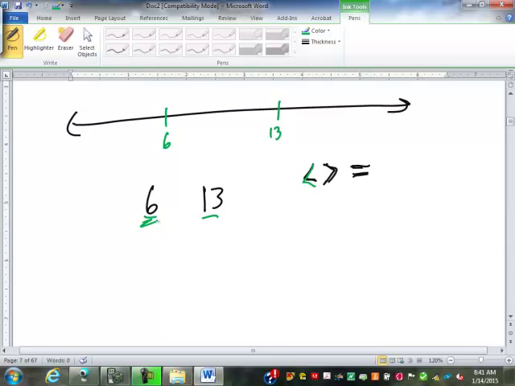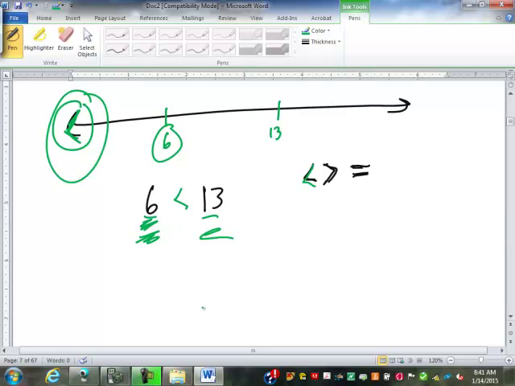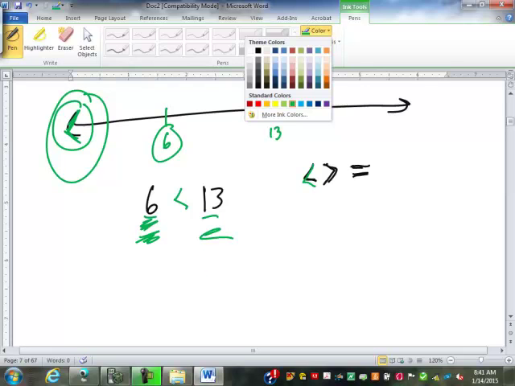And tell me, what side is the 6 on? Well, if I look at it, 6 is on that side. The arrowhead on that end of the number line looks like that. That's where the less than symbol came from. It's the arrowhead on the left end of the number line. So this is saying 6 is on this side of 13, or less than 13.